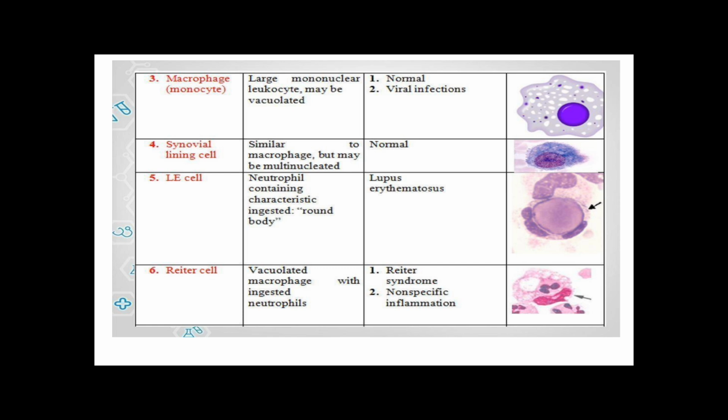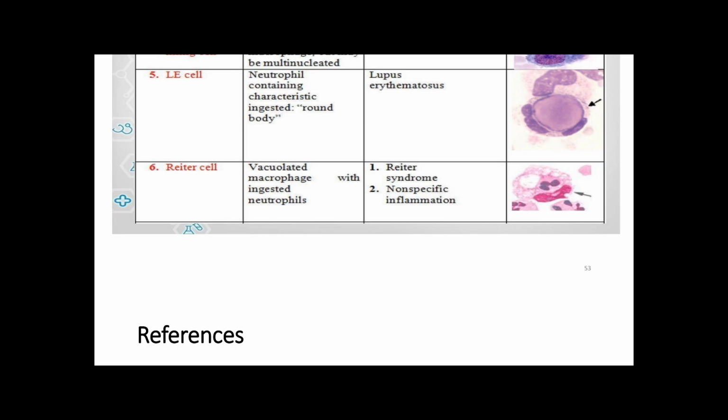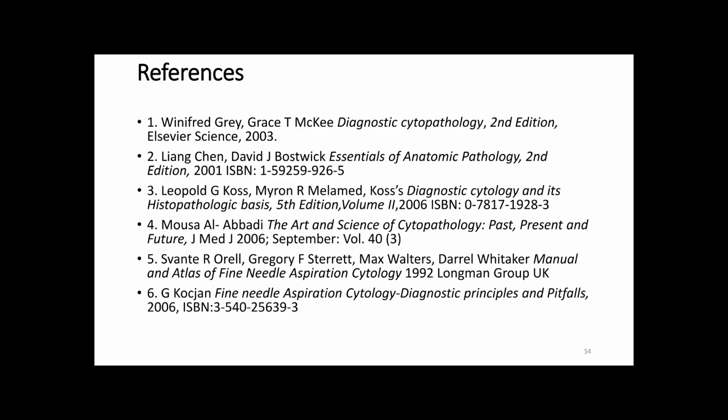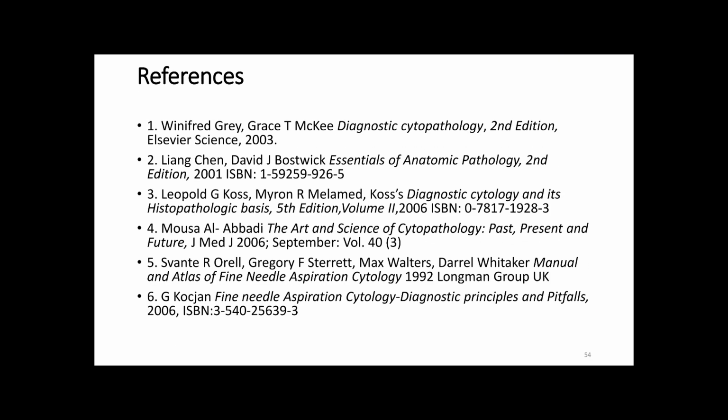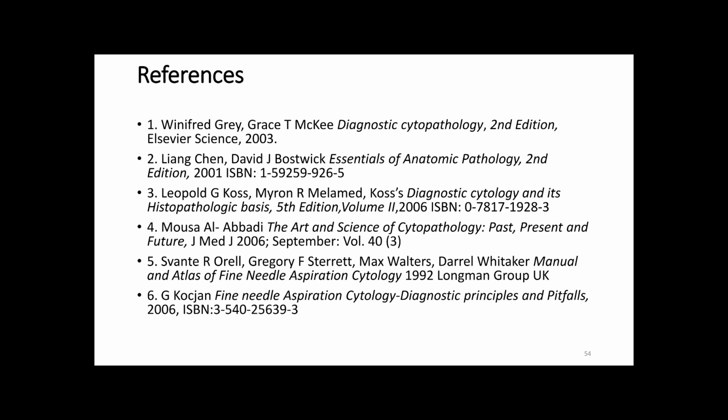Right. So the clinical condition of significance is Reiter syndrome. The other one is non-specific inflammation. When it occurs, you can see these types of cells. So these are the references for synovial fluid, cyst fluids and urine cytology.